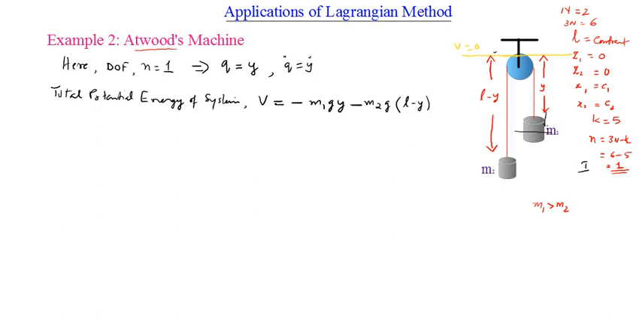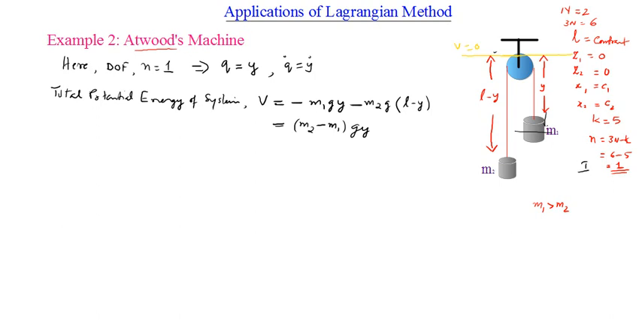So let me modify this one. Therefore V is equal to, I'm just rewriting this one. There are two terms with g y, right? The first term and the last term will have g y. So let me combine it here. Minus will become plus. So m2 g y is there, minus m1 g y is there. I am taking g y as common. So it will be m2 minus m1 into g y, just for the sake of simplification.